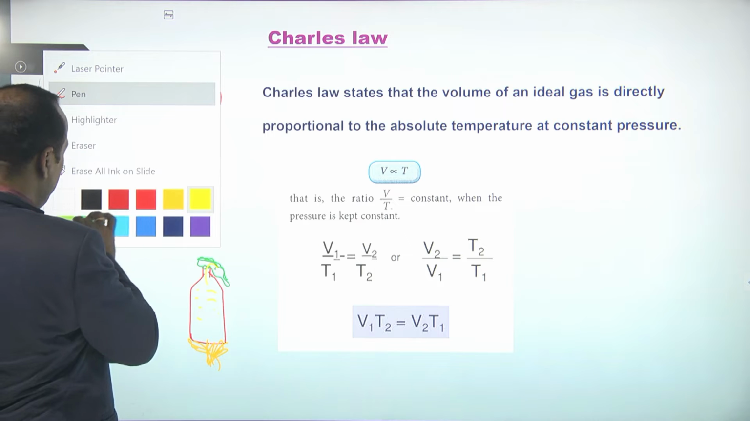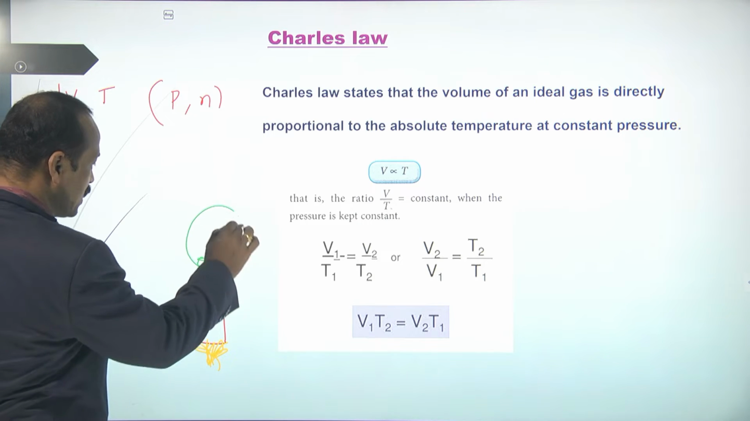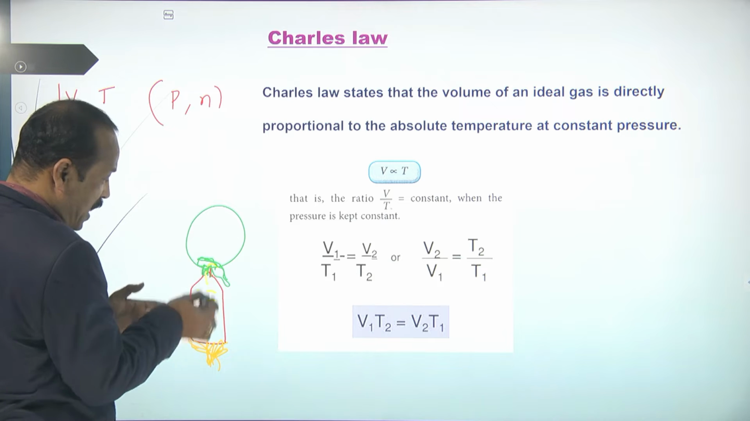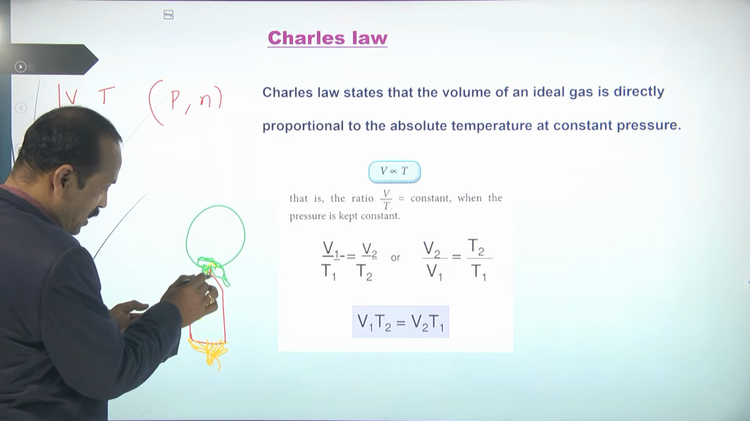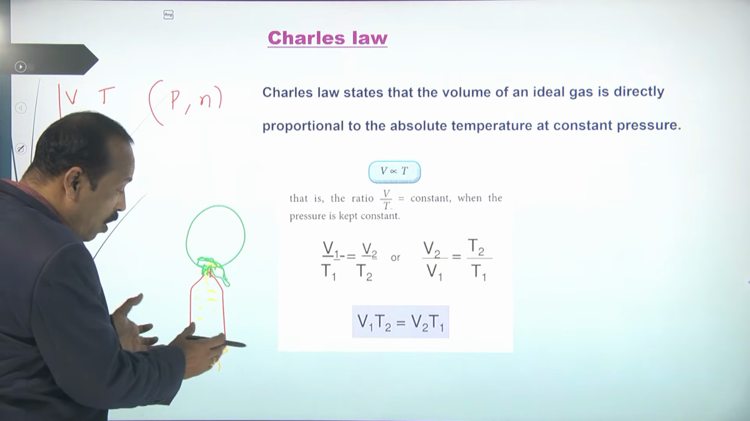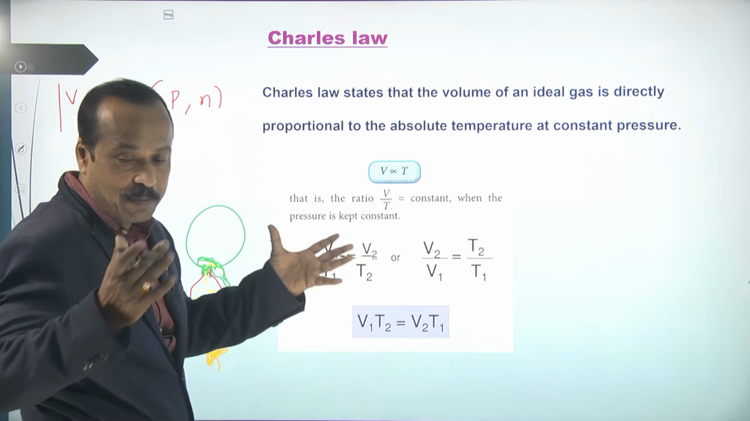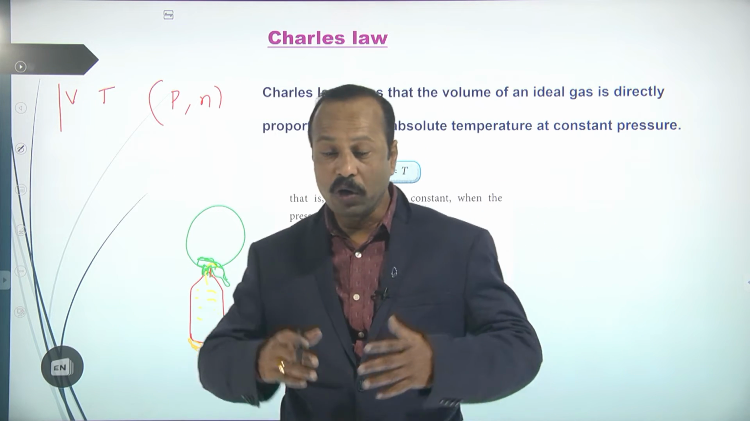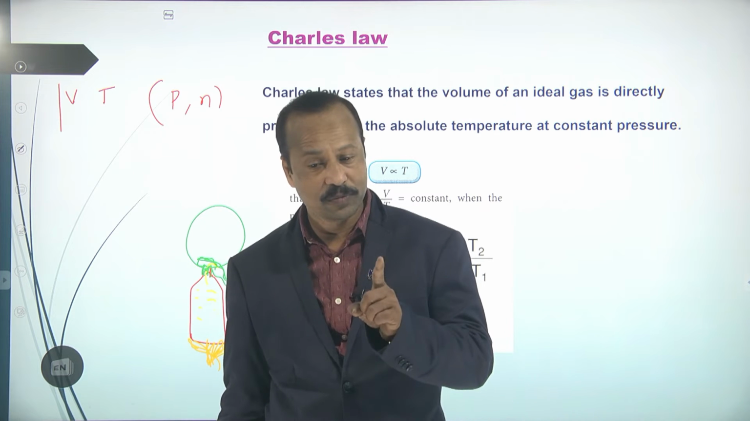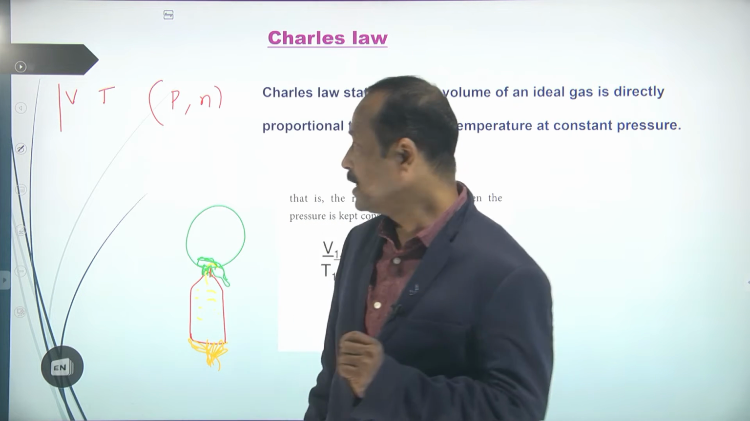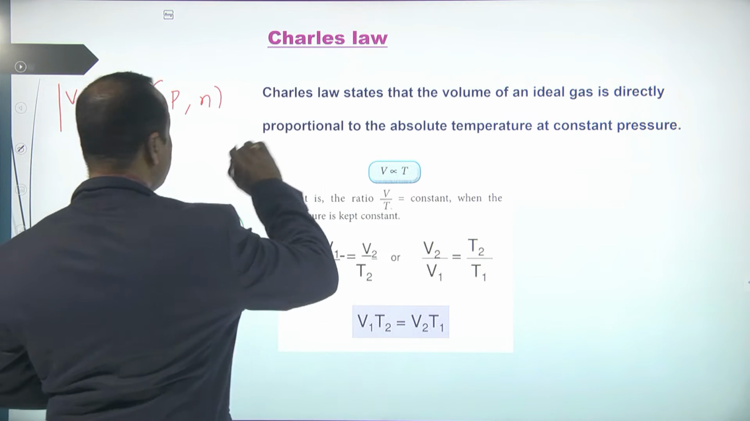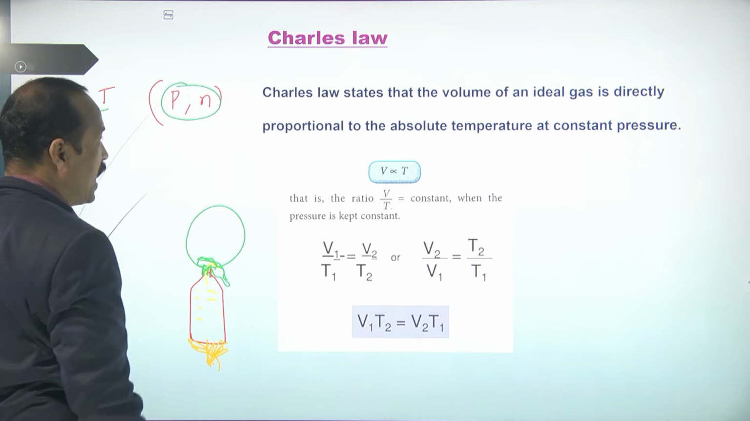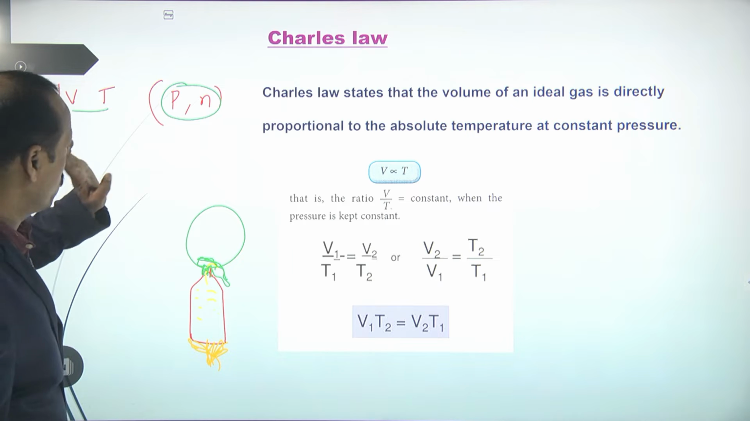Now after some time, if you see, the balloon becomes this big. So from where has this air come? This air has come from the inside of the bottle, that much air only. But on heating, it got expanded, which means its volume is increasing. Is this clear to you? So the meaning is: volume is directly proportional to temperature when you keep the pressure and the moles constant.